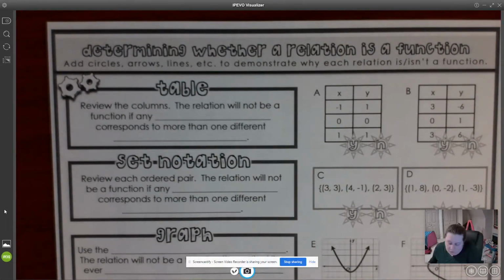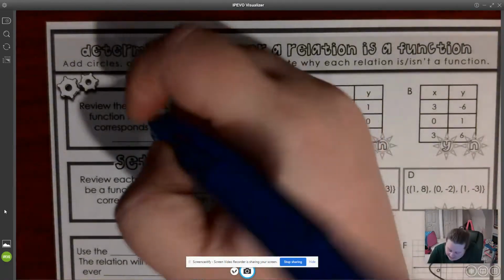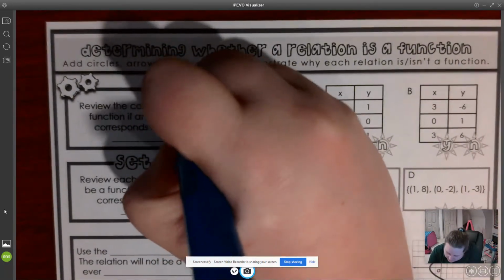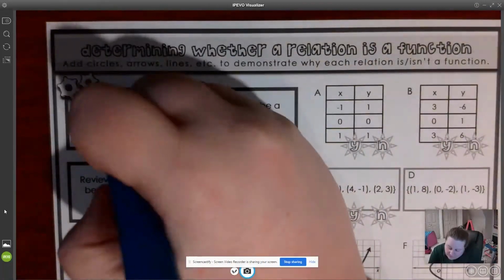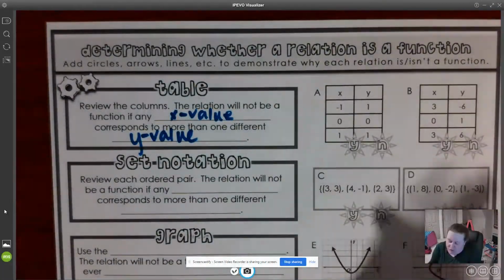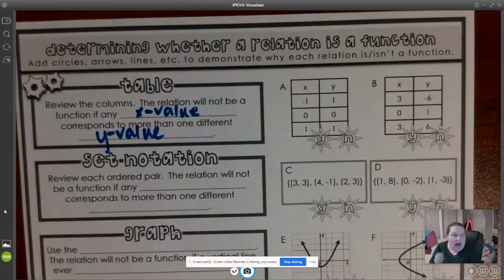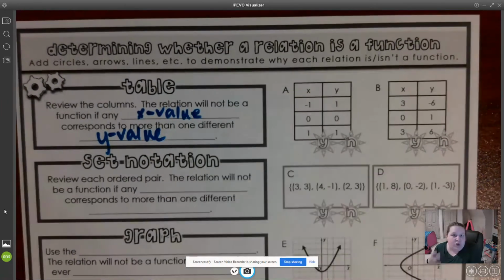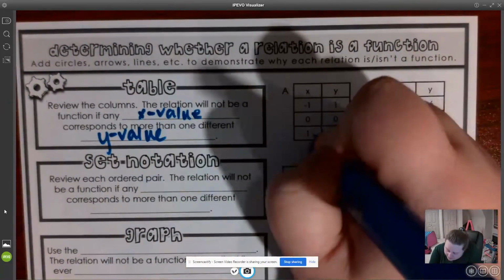So when we're looking at a table, we review the columns. The relation will not be a function if any x value corresponds to more than one different y value. So we have two tables here we're going to take a look at. So I have -1, 0, 1. I have no x values repeating, so I don't have to worry about it being used twice. So this would be a function.